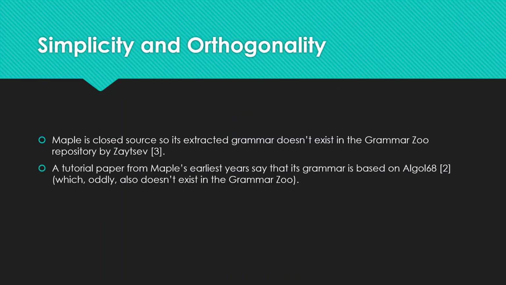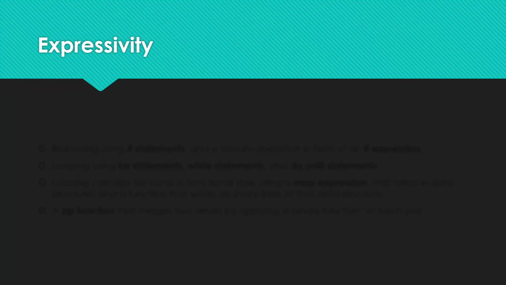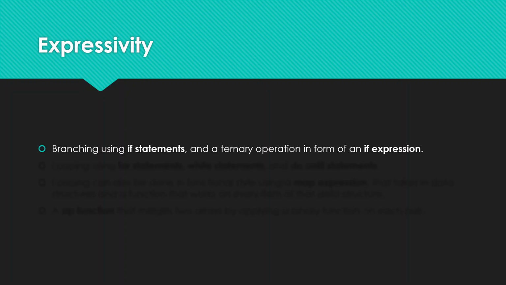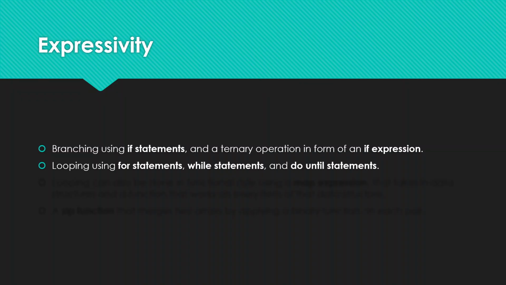As for simplicity and orthogonality, unfortunately, I couldn't find an extracted grammar for the language as it is closed source. I found a paper reducing Maple to its core calculus they named Mini Maple in an effort to mechanically verify it, but I'm not sure if that minimal language is representative of this actual one. A tutorial paper from 1986 mentioned that Maple's grammar is inspired from Algol 68, which oddly also doesn't exist in Zaitsev's Grammar Zoo project.